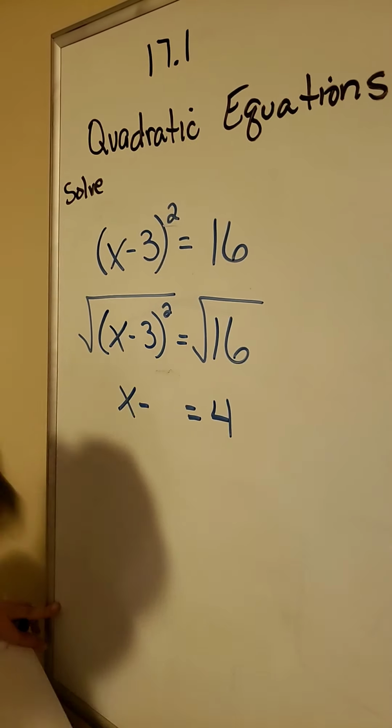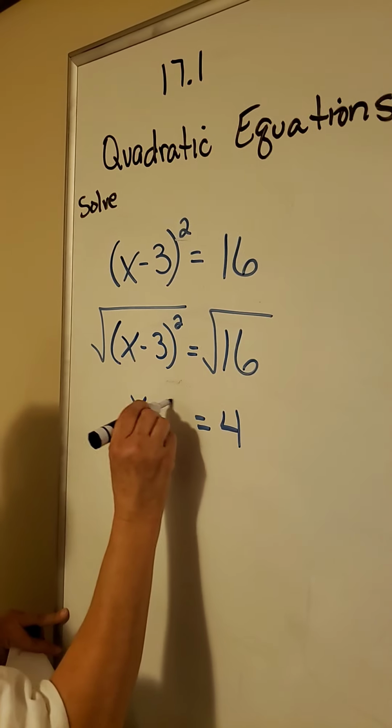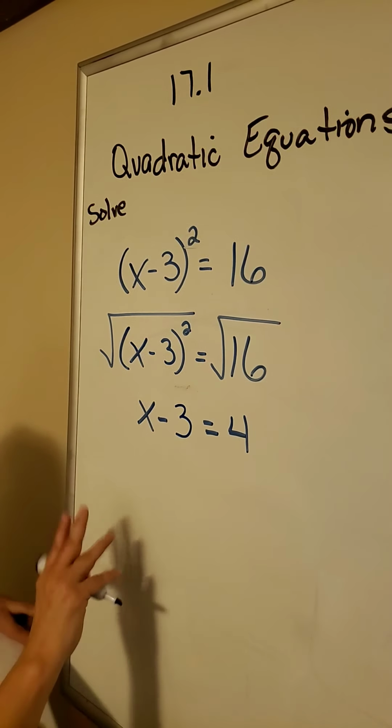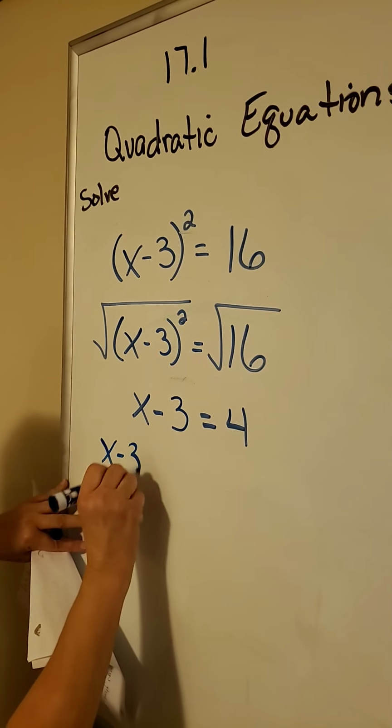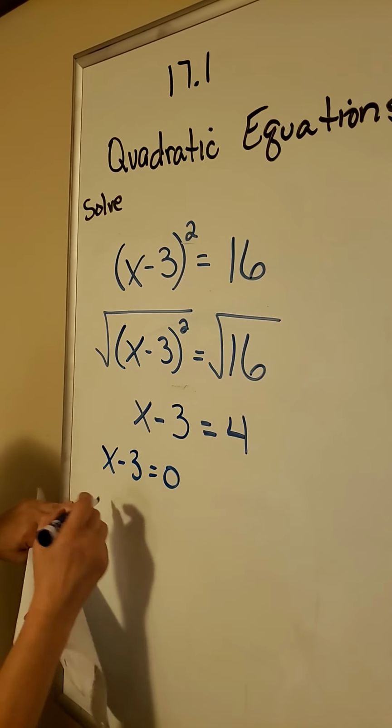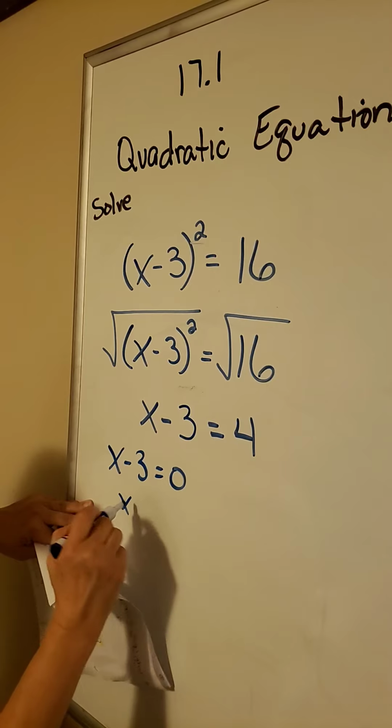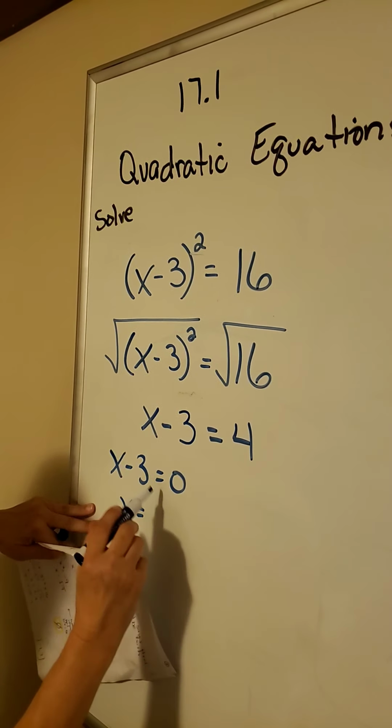This is why. I'm about to tell you why. I want you to set both sides equal to 0. So x minus 3 equals 0. That's easy enough for you. You know that x is going to equal what? It's going to equal 3.